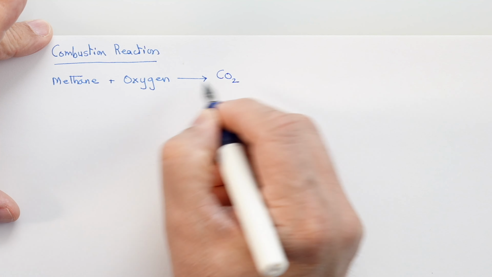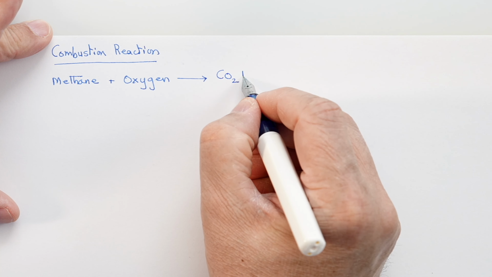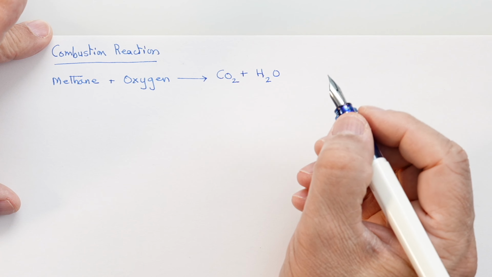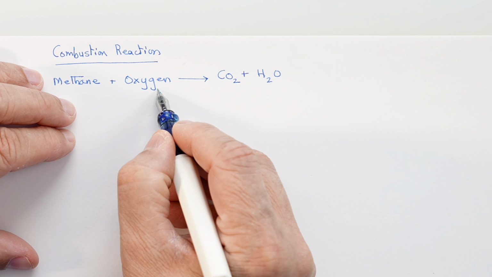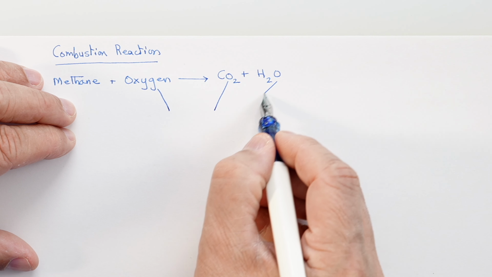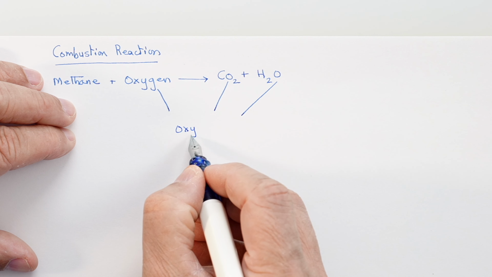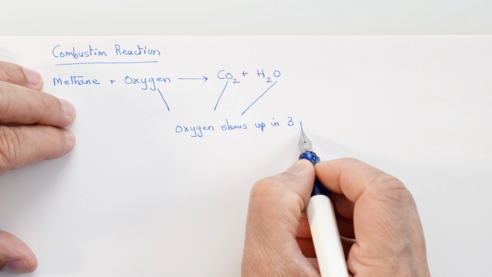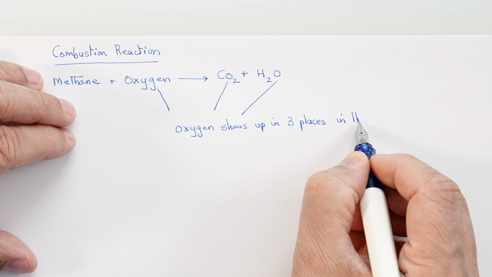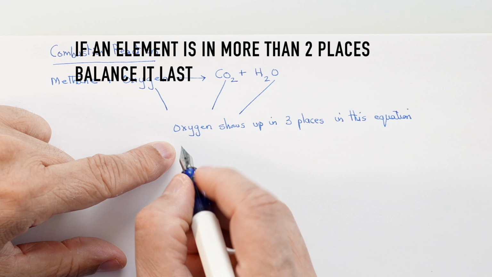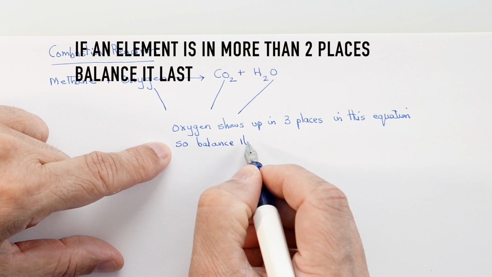So methane plus oxygen, they react, they burn. Methane burns, and you get carbon dioxide plus water. Okay, so that is the product. Oxygen is showing up here, here, and here. So oxygen shows up in three places in this equation. When that happens, if it shows up in more than two places, so 3, 4 places, you always balance it last. Oxygen shows up in 3 places in this equation, so balance it last.